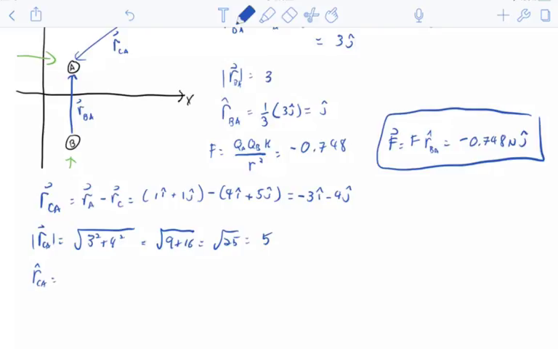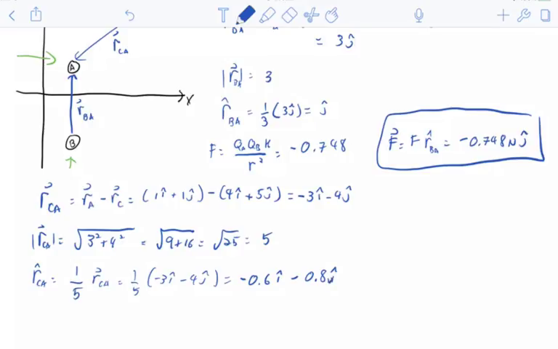1 over 5 RCA. So that's minus 3 i hat minus 4 j hat over 5, which is equal to... Alright, I'm going to make sure I'm right here. Yay! Good. That should say j hat.